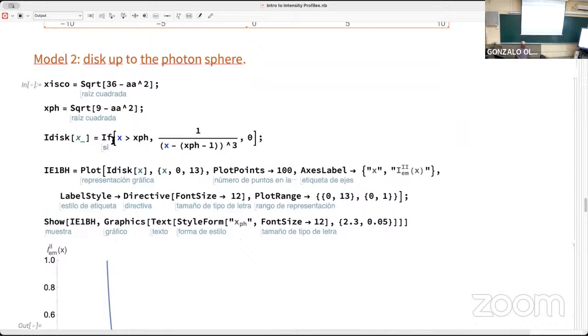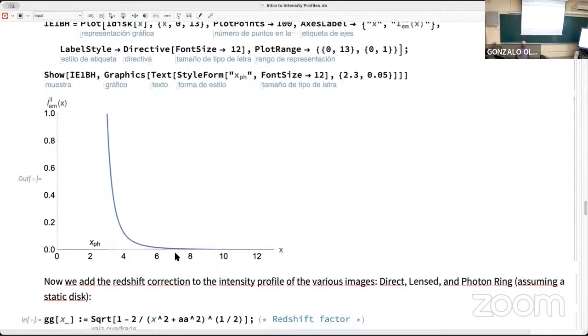So the second model is simply a different function. We just need to change this function. Okay, and we define it in this way. It's 0 always when x is smaller than the photon sphere. So the photon sphere is 3 for the Schwarzschild black hole. So if x is bigger than 3, we have this function. Otherwise, it is 0. So this means that from x equal to 3 we have no intensity below, and starting at 3 we have this function, which is this intensity profile, maximum there, and then decays.